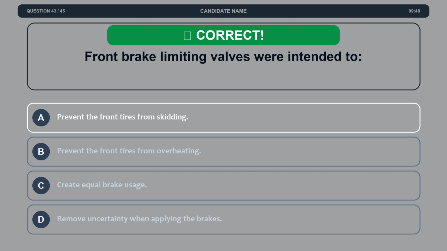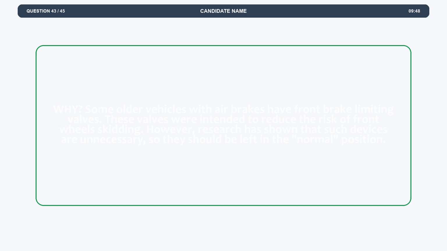The correct answer is option A. Prevent the front tires from skidding. Explanation. Some older vehicles with air brakes have front brake limiting valves. These valves were intended to reduce the risk of front wheels skidding. However, research has shown that such devices are unnecessary, so they should be left in the normal position.